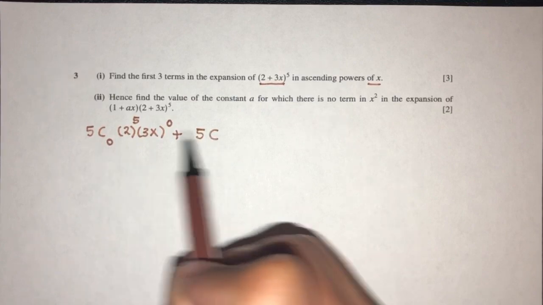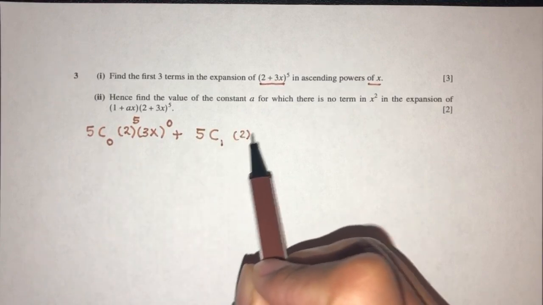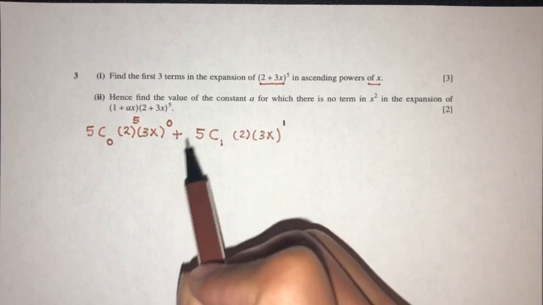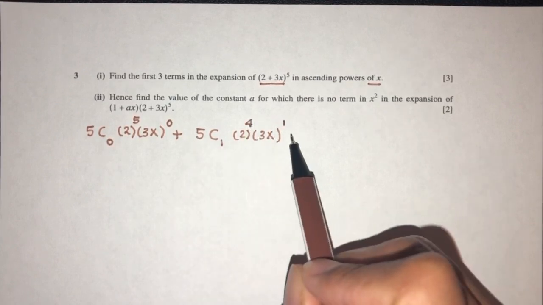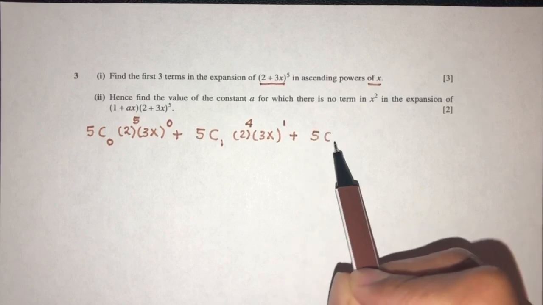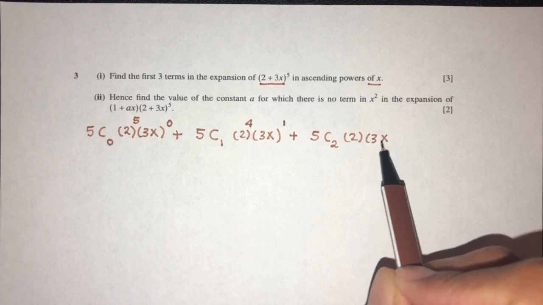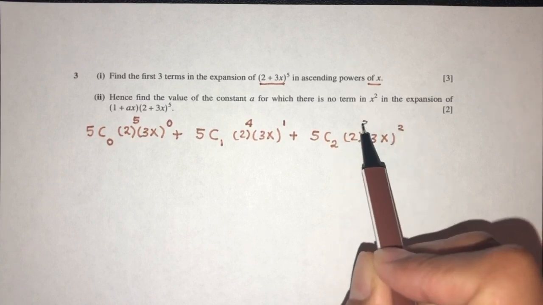Choose, after 0 we have 1. And then same thing here, 2 and 3x. Because here we have 1, this will be 1 over here. 5 minus 1 is 4. And finally the third term, so after 1 we have 2. That will be 2 and 3x. This is 2, and that should be 3.